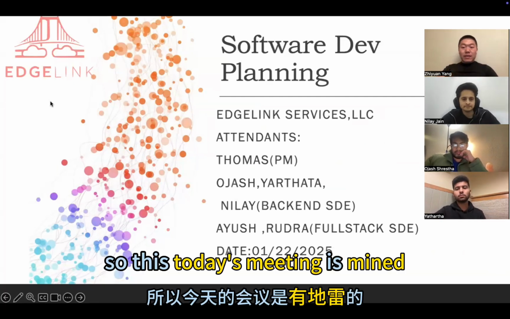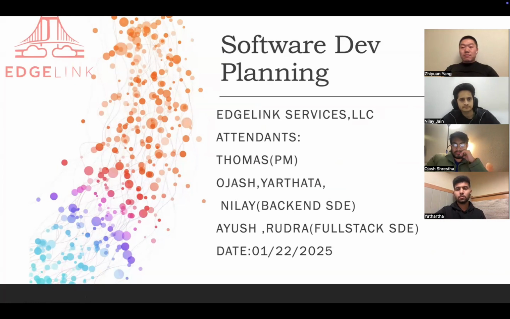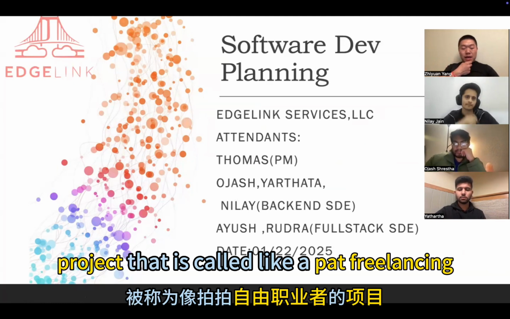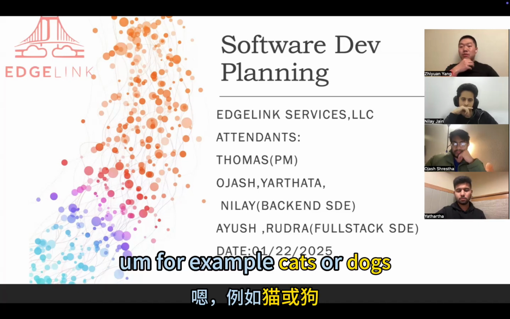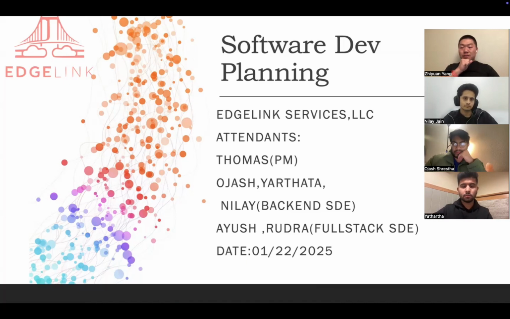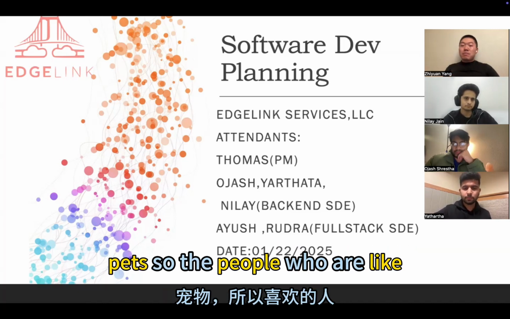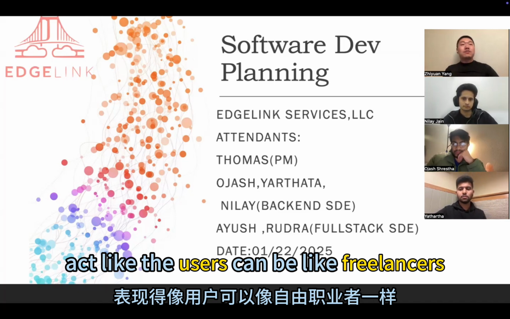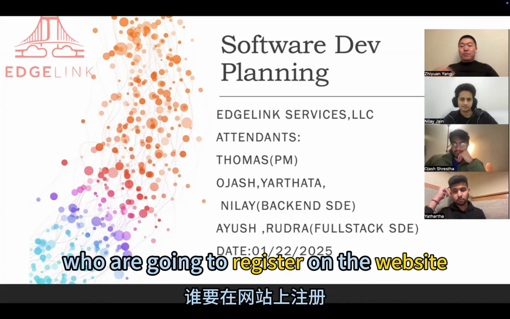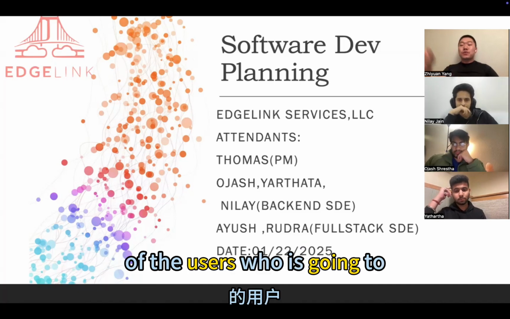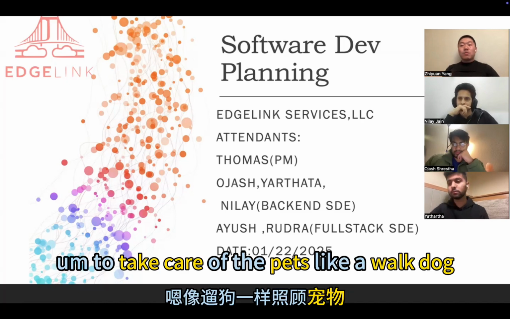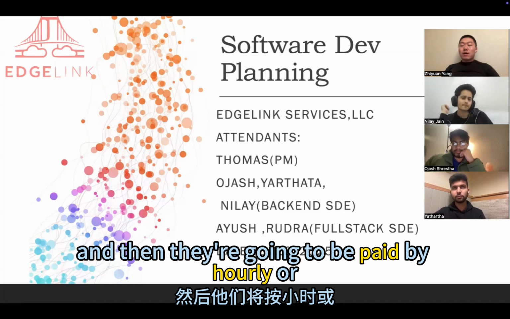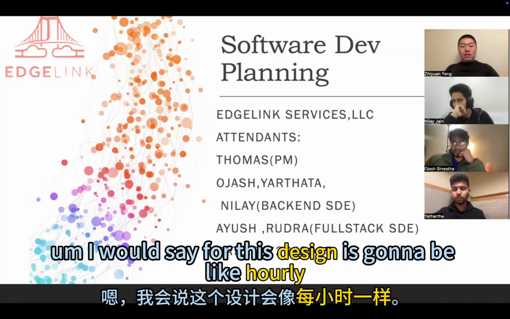So today's meeting is meant for our internal project development and planning. We're going to have one project called pet freelancing, where people have pets, for example cats or dogs, and they're busy and don't have time to take care of them. The freelancers will register on the website and be candidates to take care of the pets, like walking dogs, and they're going to be paid hourly.